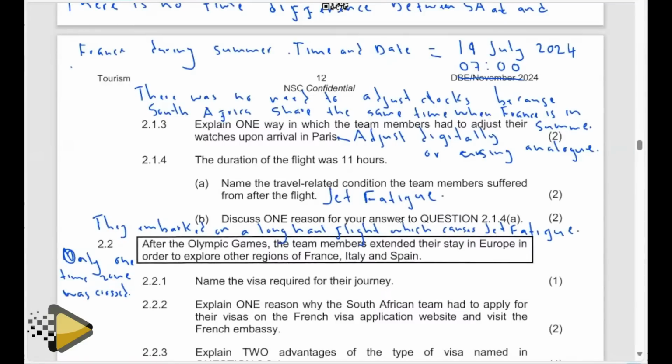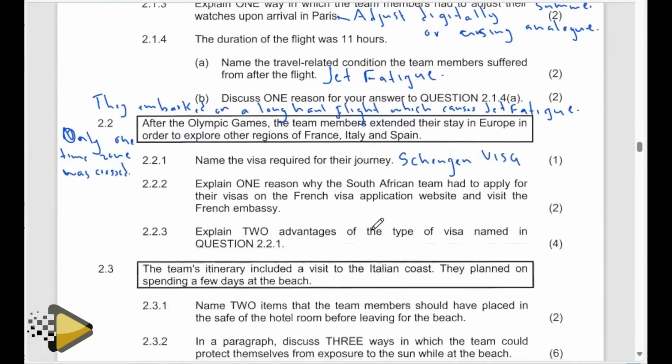After the Olympics, the team members extended their stay in Europe in order to explore other regions of France, Italy, and Spain. Name the visa required for this journey. The type of visa required for this journey is called a Schengen visa, which allows you to visit 25 European countries which are part of the European Union.